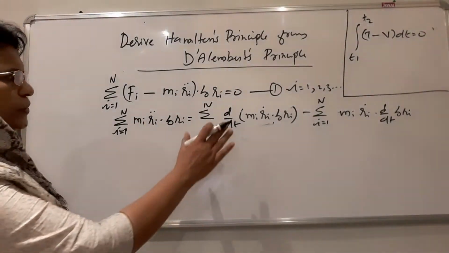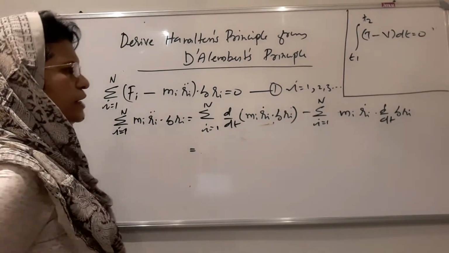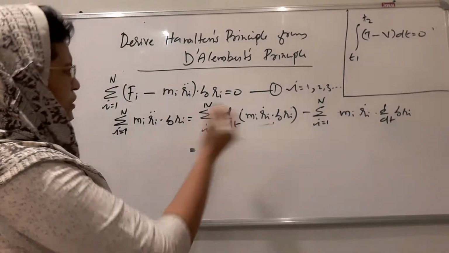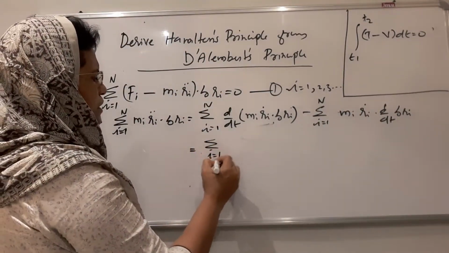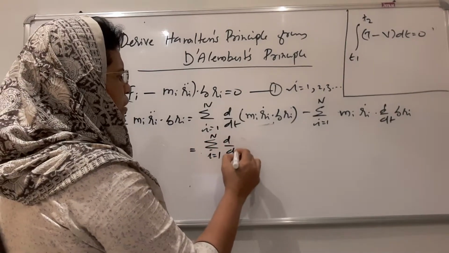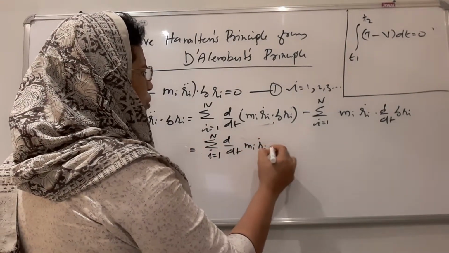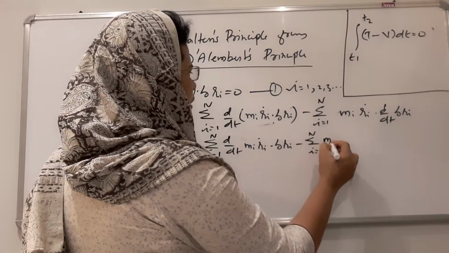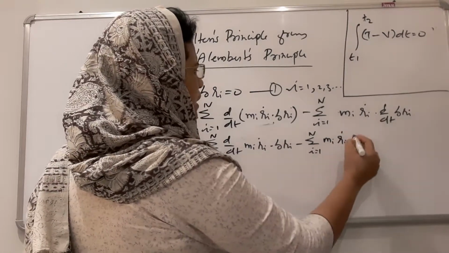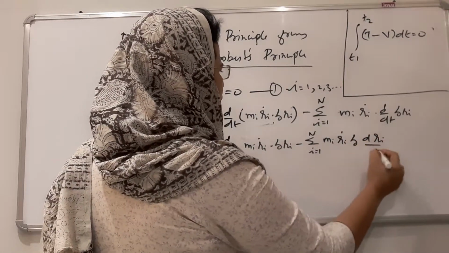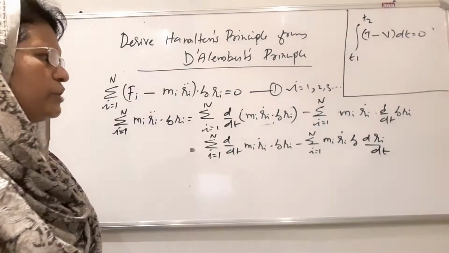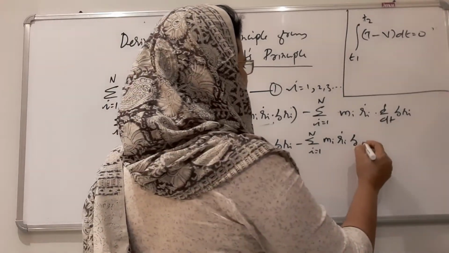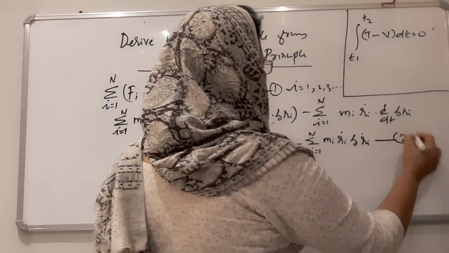We get this equation. Here, we are rearranging one more thing, d by dt of delta Ri. Here, delta and d can be interchanged. Therefore, we can write once again the first term as it is, sigma i equal to 1 to n d by dt of (mi Ri dot delta Ri) minus sigma i equal to 1 to n mi Ri dot, and the last term delta dRi by dt. Delta and d are interchanged, there is no difference. Then d by dt of Ri is equal to Ri dot. Therefore, this can be written as Ri dot. This is equation number 2.